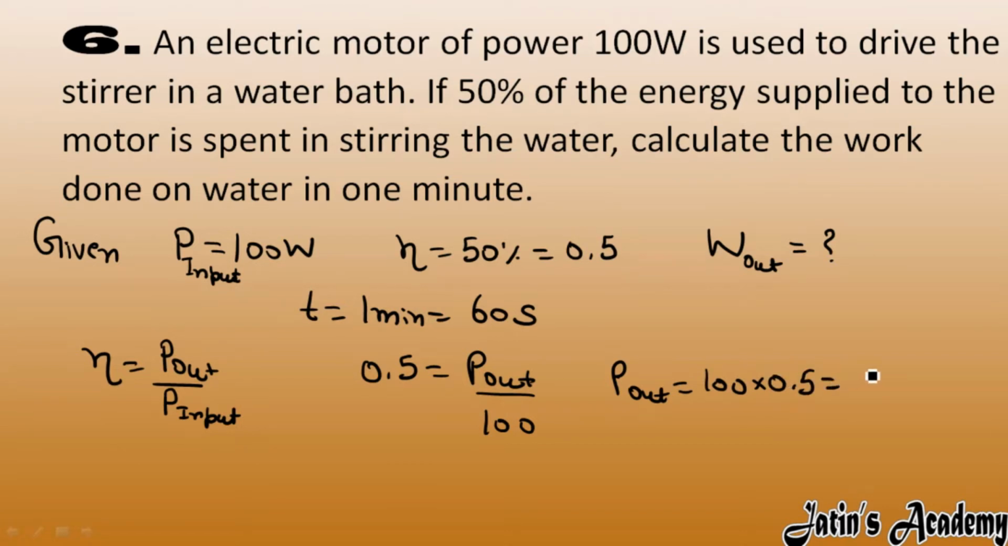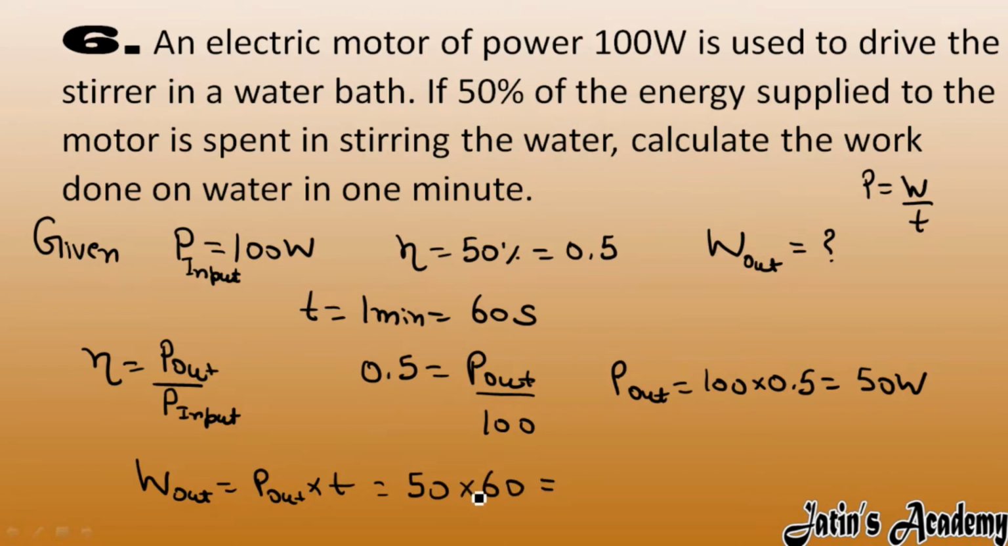Now what we have to calculate now? Work output. Work output we have power output into time. Directly I am using this, because we know that power is equal to work done per unit time. So work done we got as power into time. Power output we have 50 watt and time we have 60 seconds. So 50 into 60 we got 3000 joule. Or you can also write it as kilojoule. So 3 kilojoule work output or work done in 1 minute, or 3000 joule, both are correct answers.